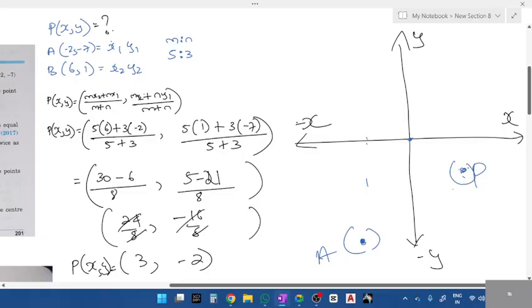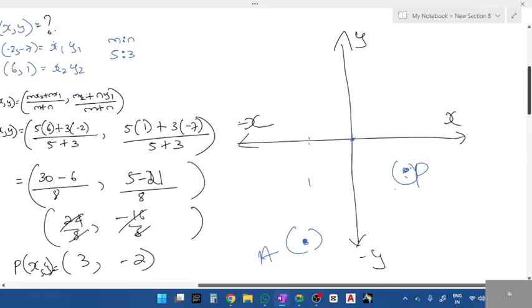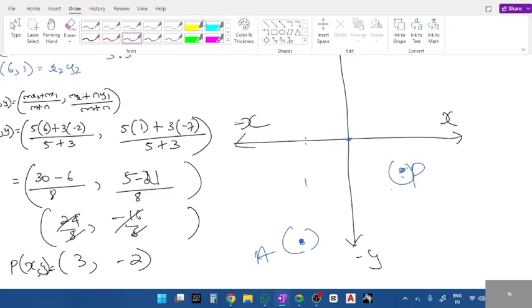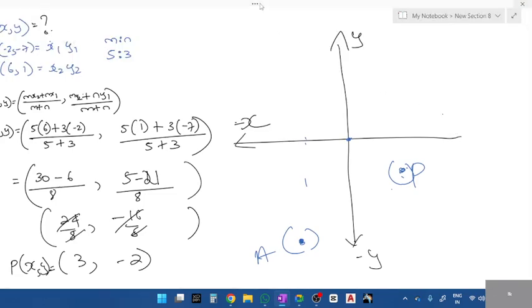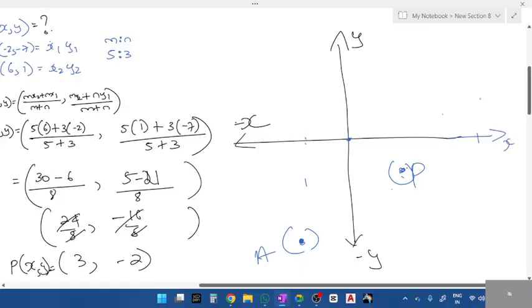And what about B, students? Tell me the value of B. Both are positive. What's the value of B then? What's the value they've given? 6 comma 1. So 6 positions to x and 1 position to y is somewhere here. Can you just imagine the points here? Can you see this is the concept?